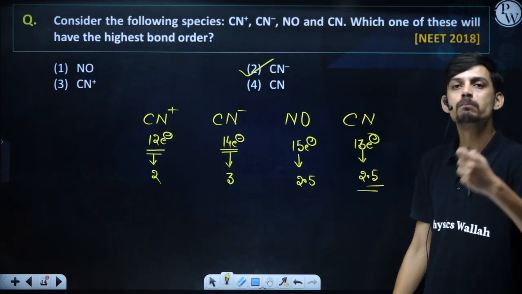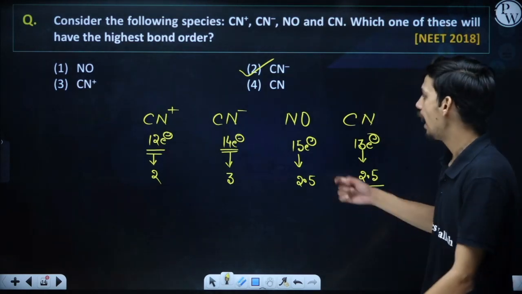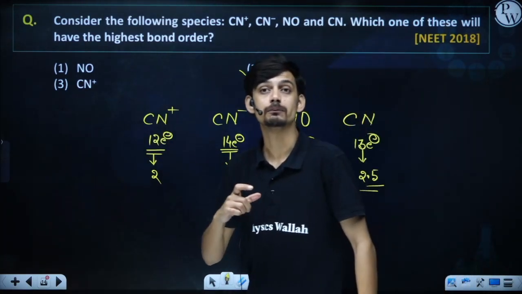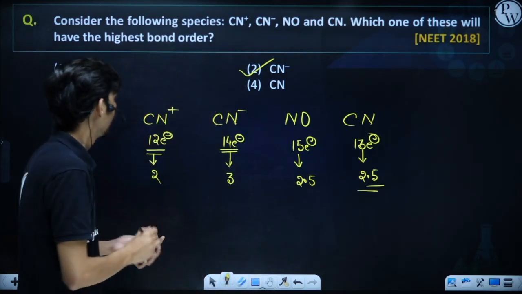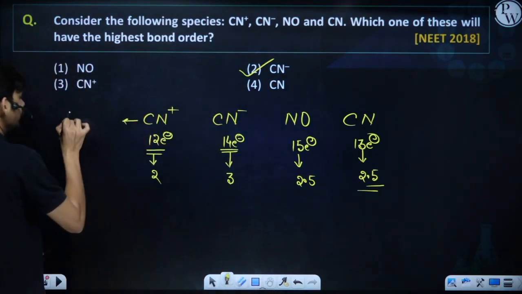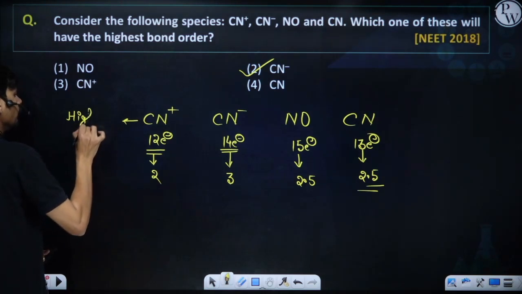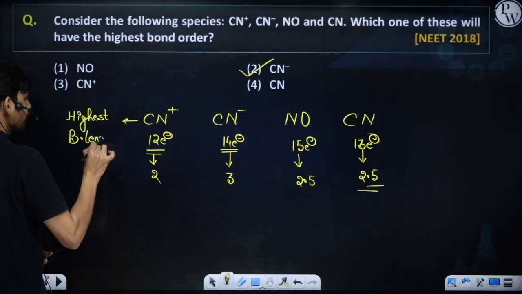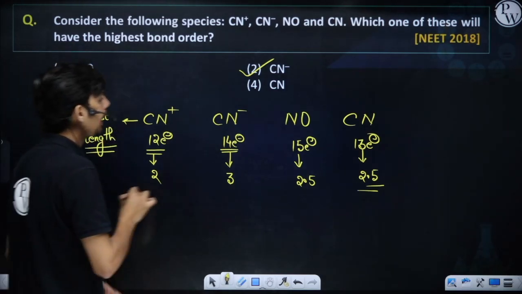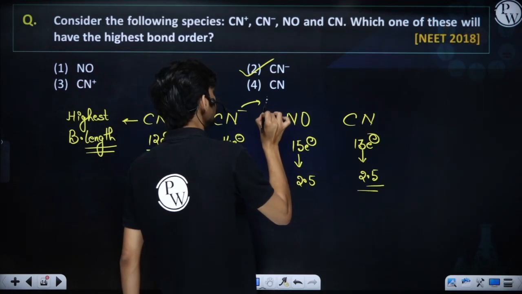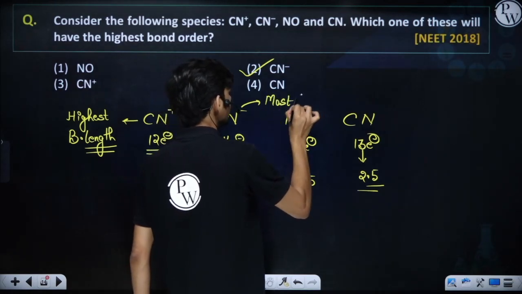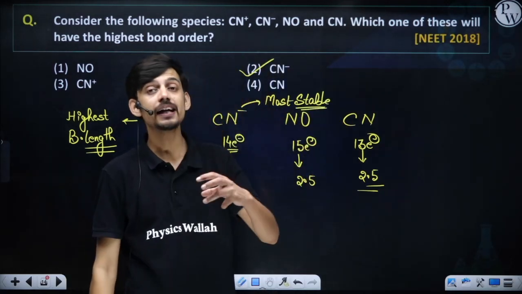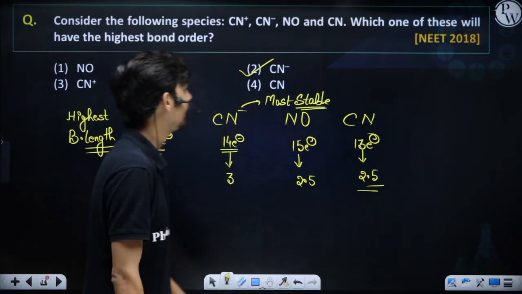If the question asks which one is most stable, CN minus. Which one is having the highest bond length? Highest bond length will be of CN positive. For bond length, the bond order should be minimum. So for CN positive, the bond length will be highest. CN positive will have the longest bond length. CN minus will have the highest stability among the given four. So using bond order, you can compare their stability as well as their bond length.